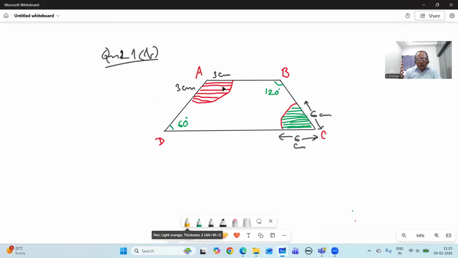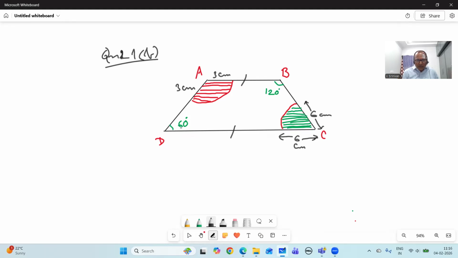So let's first calculate the area of this sector. We have a trapezium ABCD, and AB is parallel to CD, and this angle is going to be 60 degrees, and this angle is going to be 120 degrees. Also for this shaded region, this line segment is 3 centimeters from here to here. Similarly, from here to here is 3 centimeters. So it is in the shape of a sector whose radius is 3 centimeters.